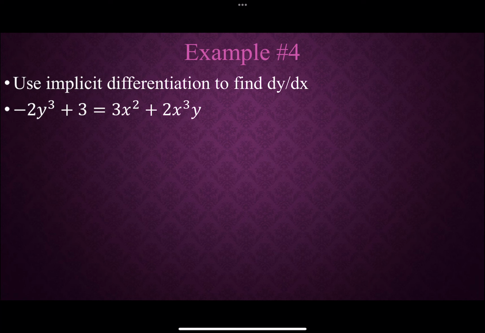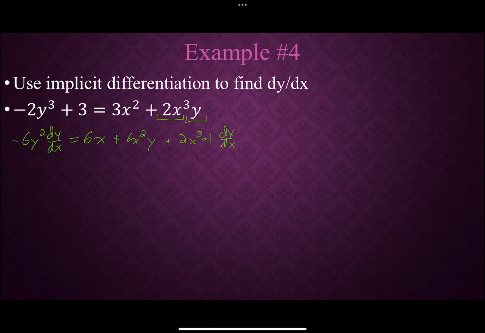All right, so final one. So we have a y cubed that's by itself. We also have a product rule going on here. So we're going to have two dy/dx terms showing up. We're going to get negative 6y squared dy/dx. The 3 goes away. 3x squared becomes 6x. This is, again, a product rule. Derivative of 2x cubed is 6x squared. Y is left alone. Therefore, there is no dy/dx term. But we take the derivative of y, we get a 1, and then dy/dx, because our derivative of y was taken, so we need to include dy/dx.